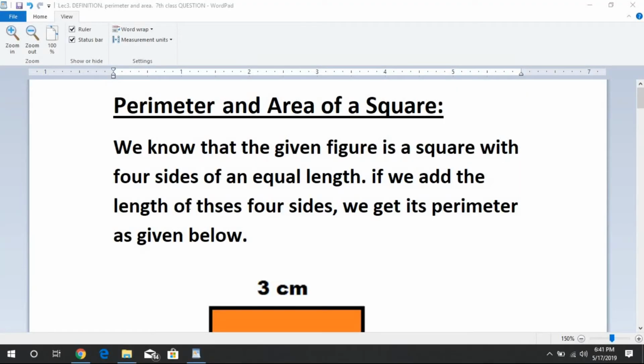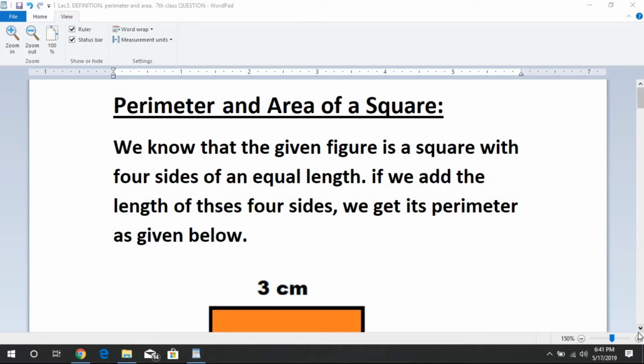Let's start. Now we define the formulas for perimeter and area of a square. We know that the given figure is a square with four sides of an equal length. If we add the length of these four sides, we get its perimeter as given below.